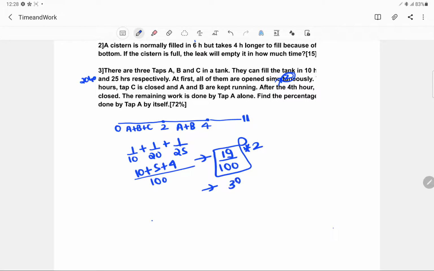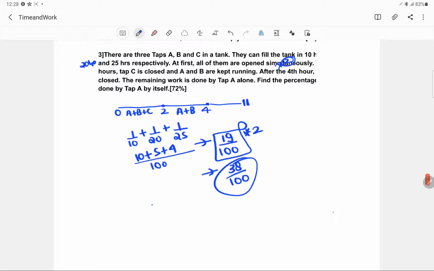So 38 by 100 of the tank will be filled. Then after C is closed, only A and B are working. So this is 1 by 10 plus 1 by 20, and the LCM is 20, and this is nothing but 3 by 20. You multiply it by 5, so this is like 15 by 100.